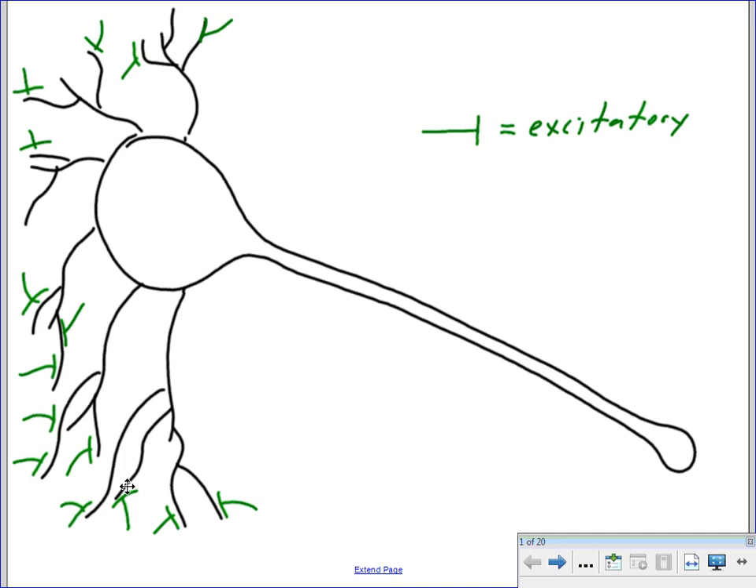We can also have exactly the opposite though. There are also interneurons within the central nervous system that are trying to tell this motor neuron to do exactly the opposite, which is not generate an action potential. And in fact, instead of leading to depolarization, they would lead to the opposite, which is hyperpolarization. And that, in fact, would make it more difficult for this motor neuron to generate an action potential. So these lines here, the red ones, they are inhibitory.